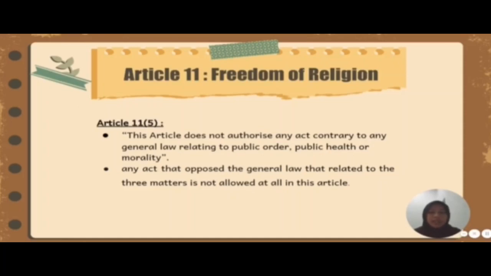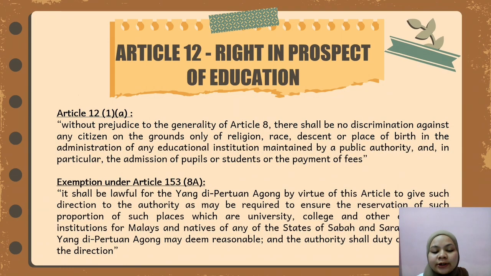It means that any act that opposes the general law related to the three matters is not allowed at all in this article. Explain about Article 12, right in respect of education. According to Article 12, Clause 1, Paragraph A, there should be no discrimination against races, religions, or place of birth in terms of the admission of pupils and also the payment of fees.